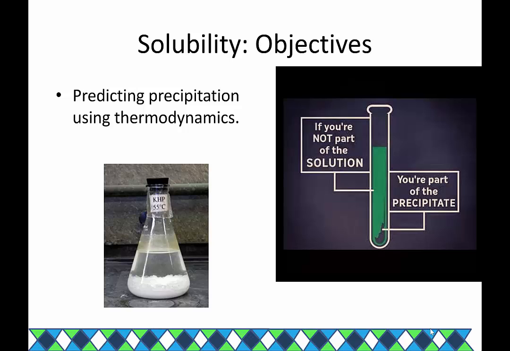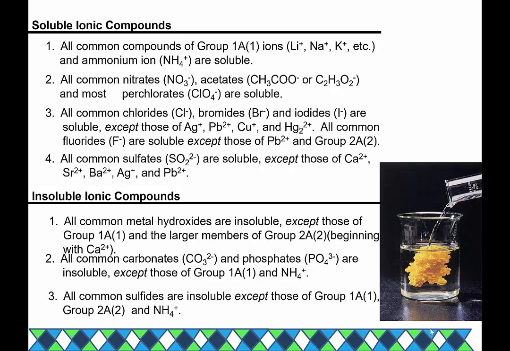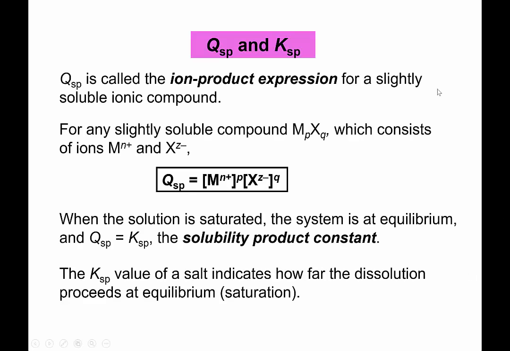We're going to be predicting precipitation using thermodynamics. So this is something that you've already been exposed to, but we're going to talk about a new way to think about this problem. I just want to remind you guys that we can predict precipitation using the solubility rules, but if you're given just the Ksp, remember that we talked about the difference between Q and Ksp.